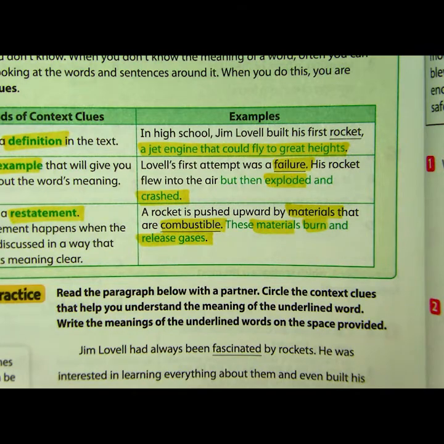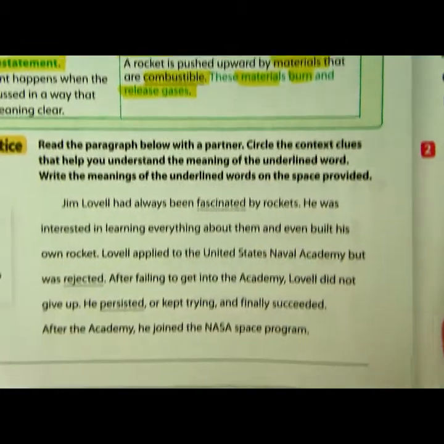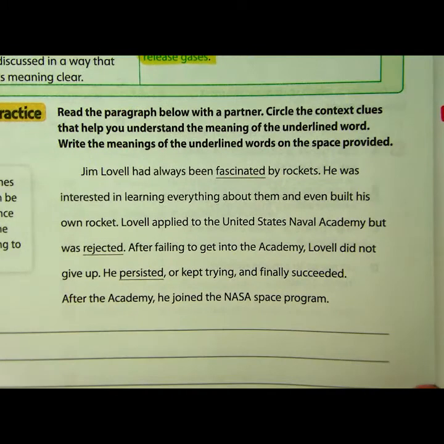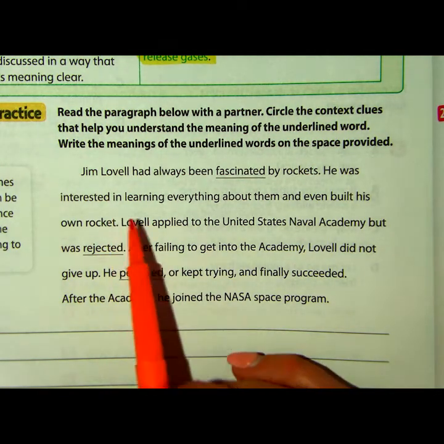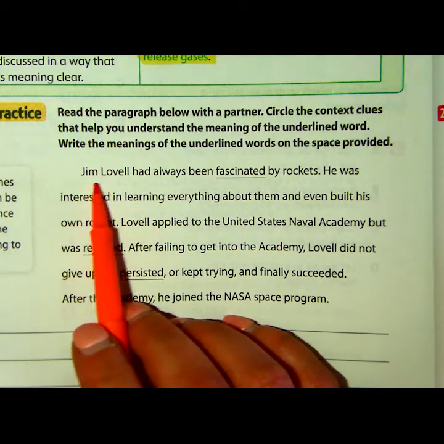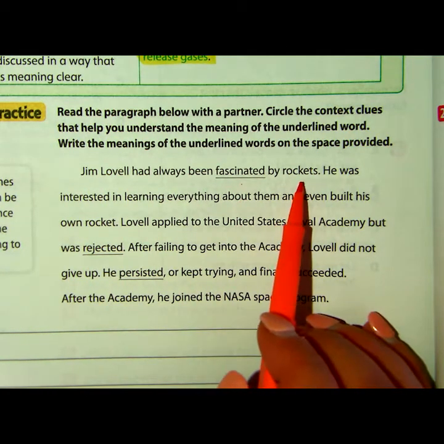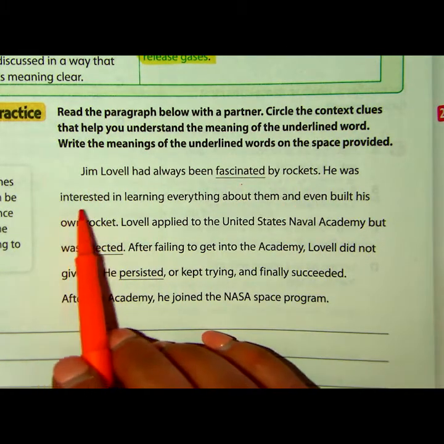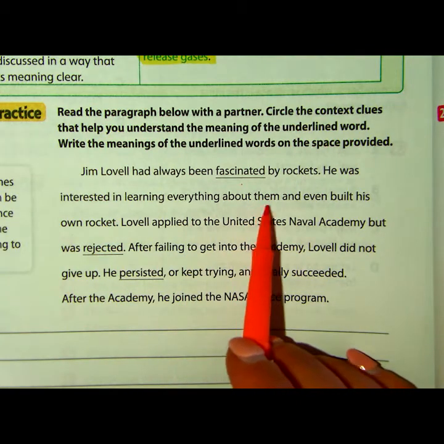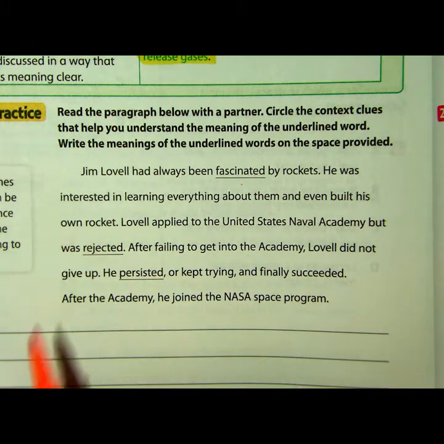Our job today, we have a paragraph. We're going to read through it, look at some unfamiliar words, maybe some that you are familiar with, but we have to identify the context clues that helped us determine the meaning. So let's look here at the first sentence. Jim Lovell had always been fascinated by rockets. He was interested in learning everything about them and even built his own rocket.